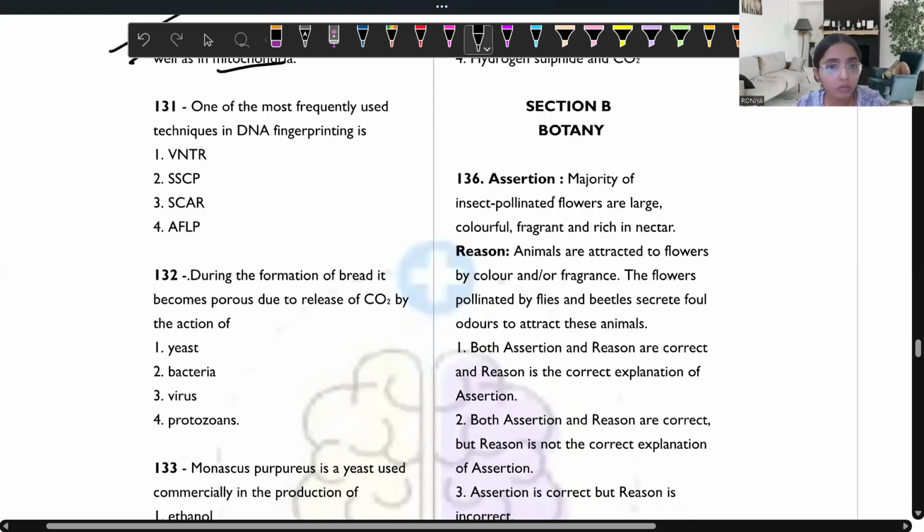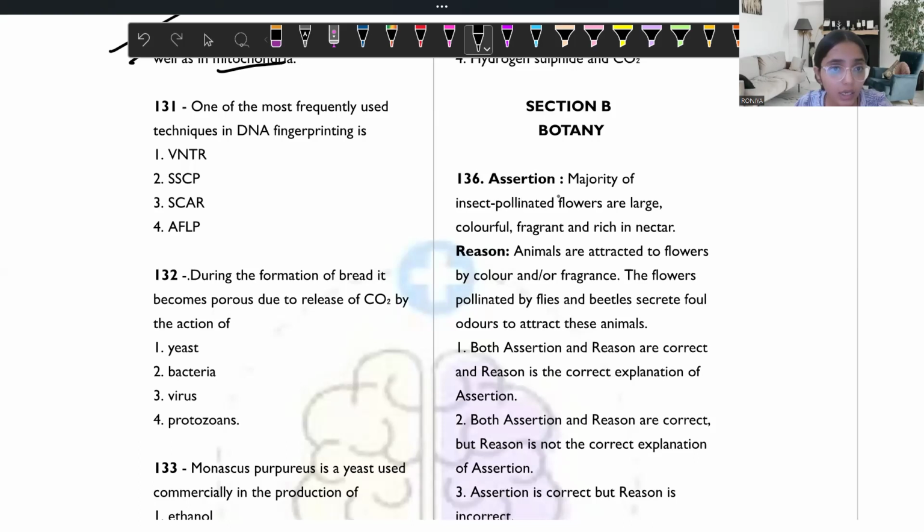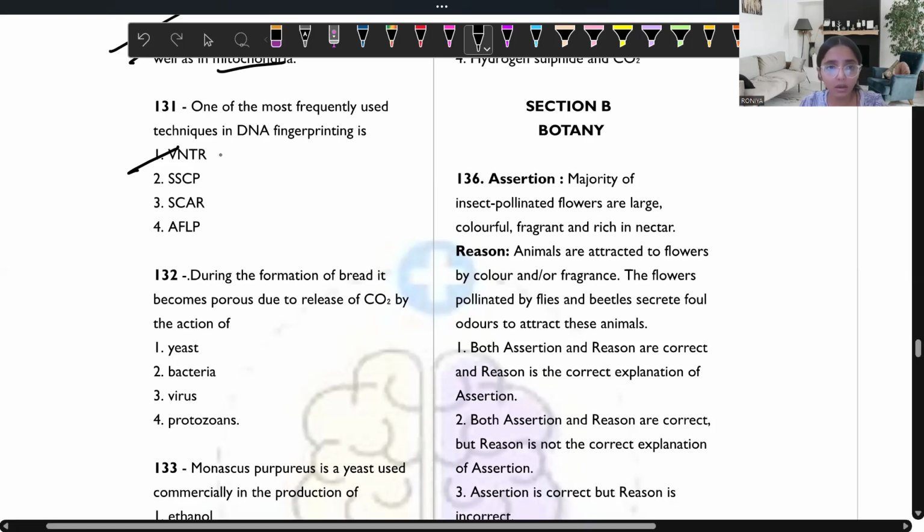131. One of the most frequently used techniques in DNA fingerprinting is, now see, such a simple question. You should not need to know anything. If you have ever seen the DNA fingerprinting topic, one word will be there, and that one word is the answer. What is it? VNTR, variable number of tandem repeats.